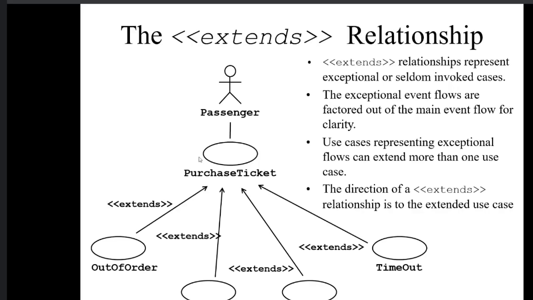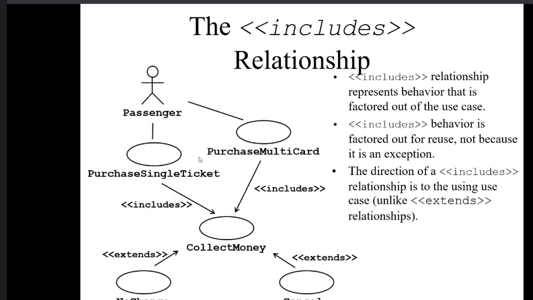Let me remind you that extends is used only for the exceptional cases. However, you might be thinking, sir, why only exceptional cases? In exceptional cases, we are keeping some of the functionalities separate. We have heard about code reusability. If we can divide some functionality into a smaller portion and keep it separate, it will be helpful and it could be used in other functionalities as well. In that case, we can use the includes relationship.